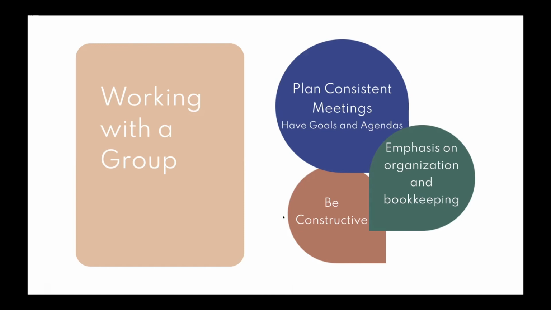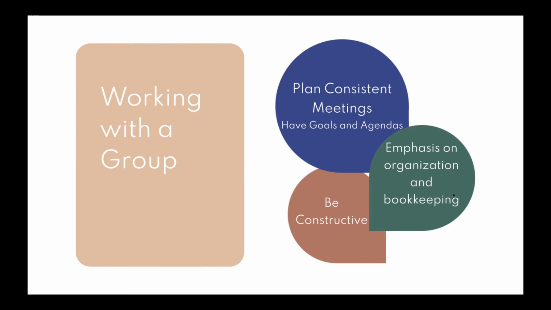Another thing to think about is planning consistent meetings, and in those meetings having goals and agendas. As a group leader, think about how to assign tasks and jobs to people. Maybe someone's job in that meeting would be to take notes, so there could be further organization, and so that if someone missed that meeting, they would know what happened. So make sure you have goals and agendas in that meeting, and that it's documented.